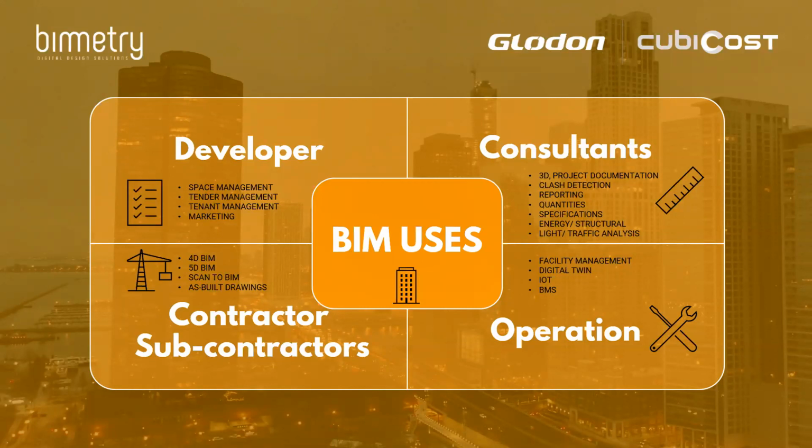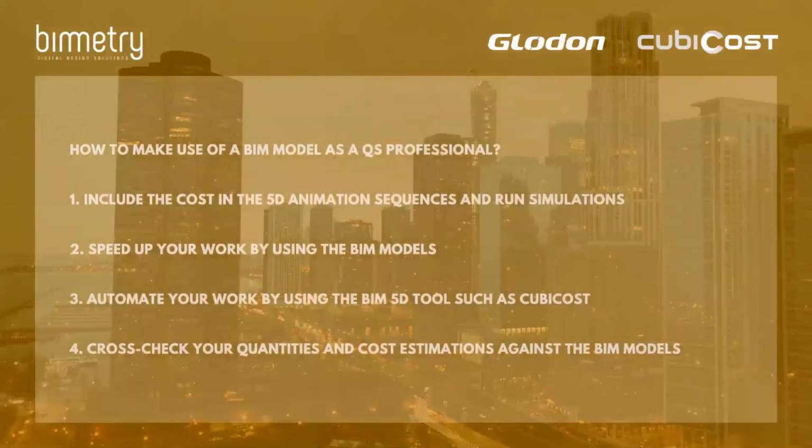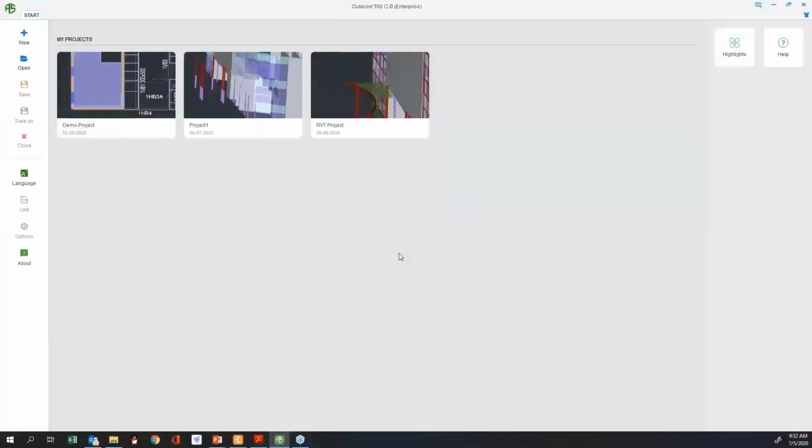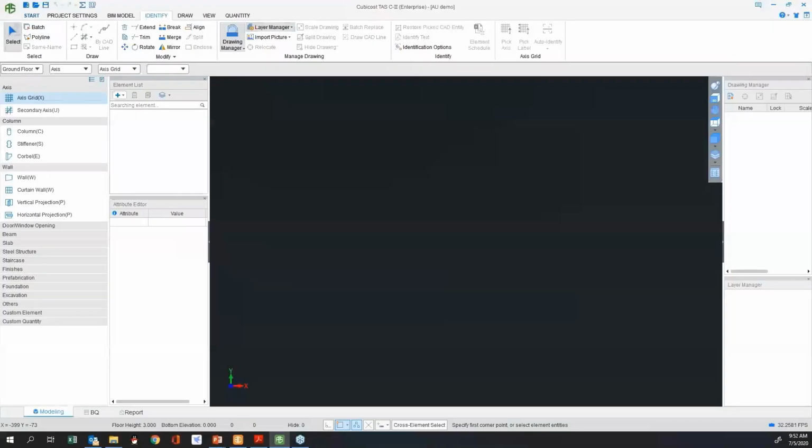Let's see how you can use the BIM models as QS consultants. We already mentioned that you could get involved in animated construction simulations, including the cost, the so-called 5D sequencing. You can also get the BIM models, extract the quantities, and speed up your work greatly. For example, Cubicost can help you do that. All you need to do is insert the Revit model into Cubicost, and you'll have all the quantities structured, which you can further manipulate and add cost to.